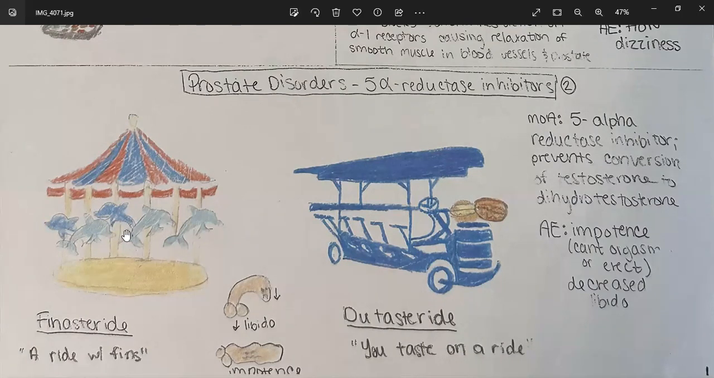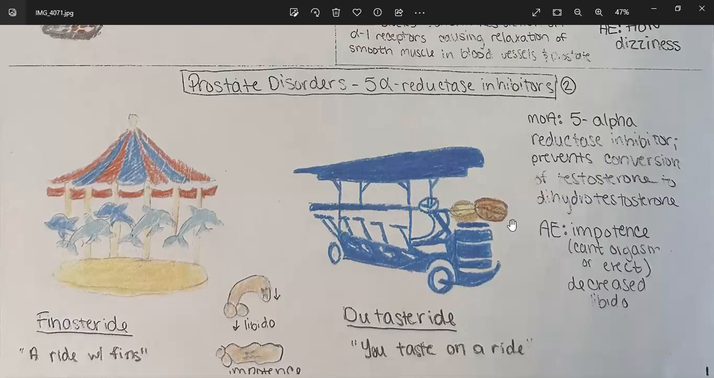So it's like a carousel, but instead of horses, we have dolphins. So a fin ride, finasteride. And then over here for the drug dutasteride, I just see the word taste and I see the word ride. So this is a taste ride. It's one of those pedal bikes where you eat stuff while you pedal down the street.